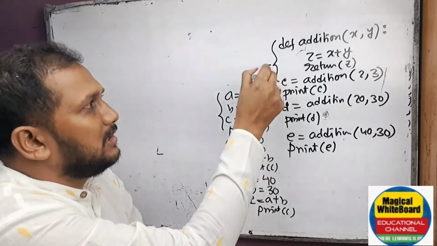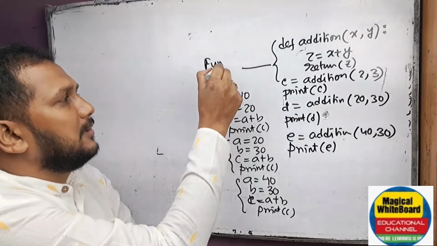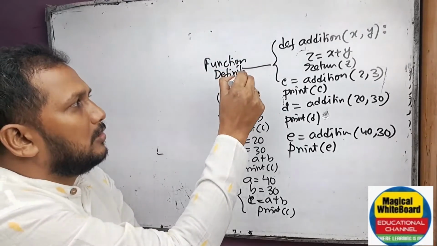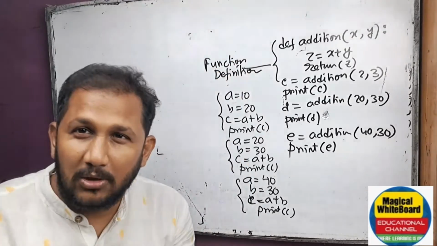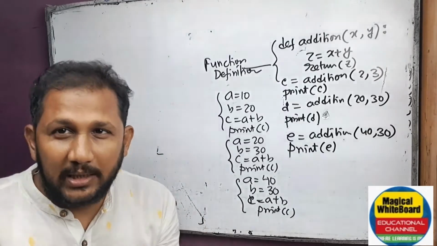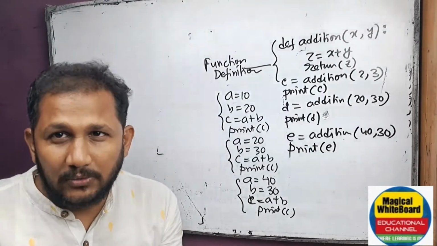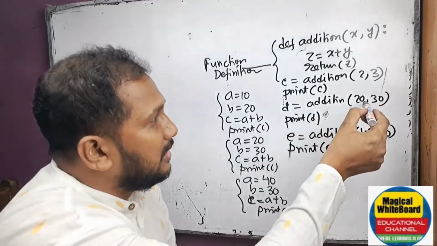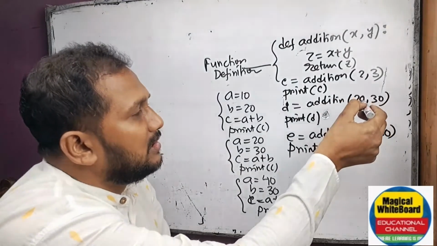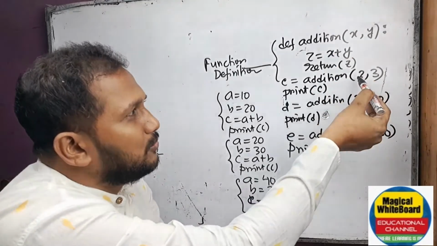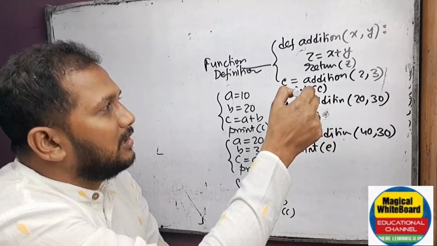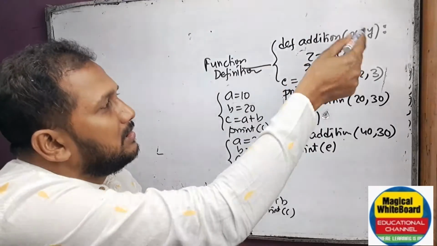So this is the function definition. Once we create the function definition, we call it again and again with different values or different parameters. So here 20 and 30 are transferred to x and y, here 2 and 3 are transferred to x and y, and 40 and 30 are transferred to x and y.